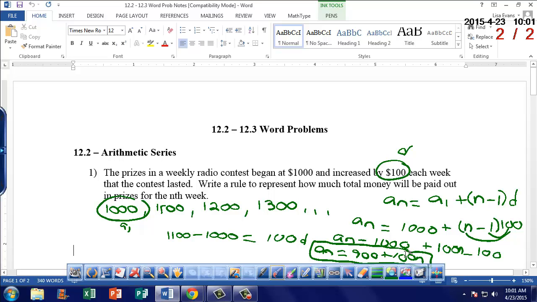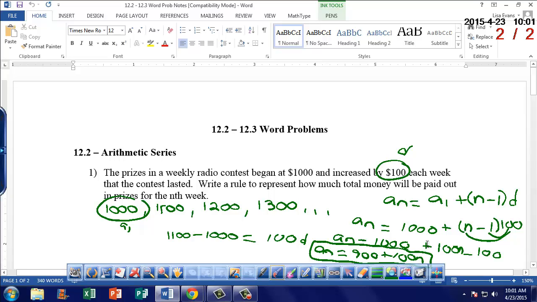Now be very careful of the questions and what you're being asked. So in this problem I was only asked the rule. Now what if I added another question, which sometimes I do? What if it said, how much money will be given away in the 10th week of the contest? So I would take 10 and I would plug it in for n.